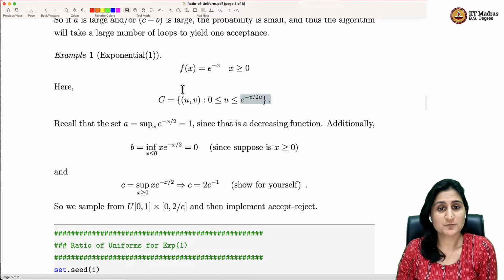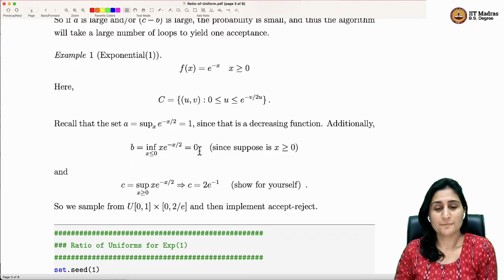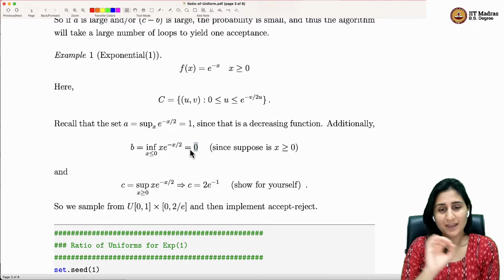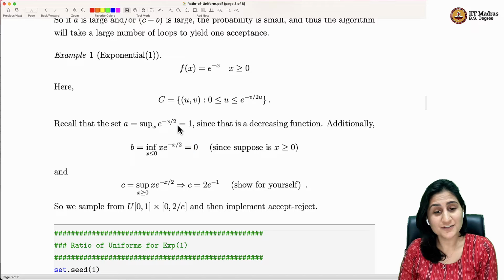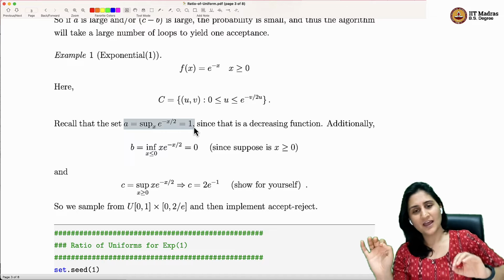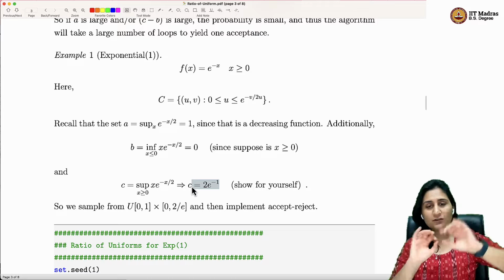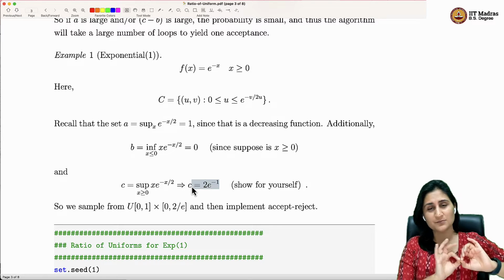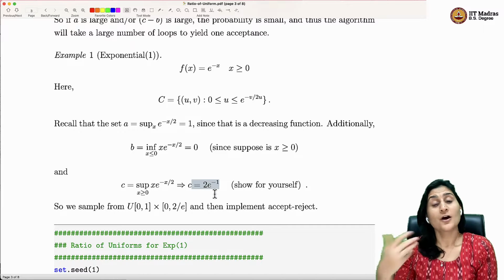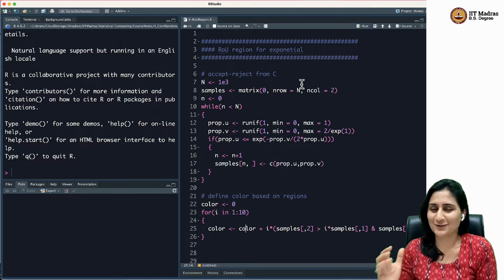So for the exponential distribution case, we discussed how to actually find the enclosing box. And we found that the enclosing box on the x-axis, or the u-axis, is 0 and 1, a equals 1. And on the y-axis we had 0 and 2 divided by e. Okay, so the enclosing box was going to be on the u-axis from 0 to 1 and from 0 to 2 by e. All right, so now we'll implement accept-reject for this.